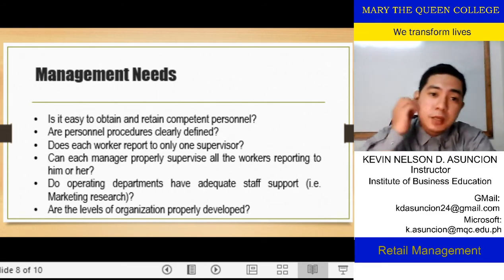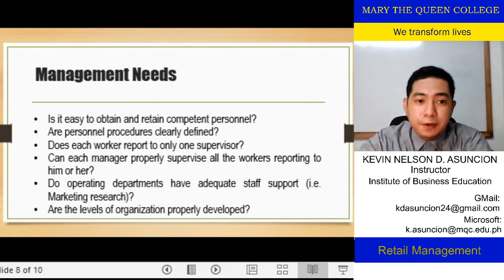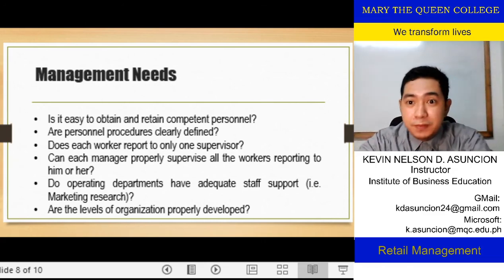Okay, so what are the needs of the management now? Is it easy to obtain and retain competent personnel? You need to keep them because of the learning curve, the theory of the learning curve. Are personnel procedures clearly defined? Does each worker report to only one supervisor? Meaning, is the line of authority clear? Can each manager properly supervise all the workers reporting to him or her? And do operating departments have adequate staff support and marketing research? Are the levels of the organization properly developed?